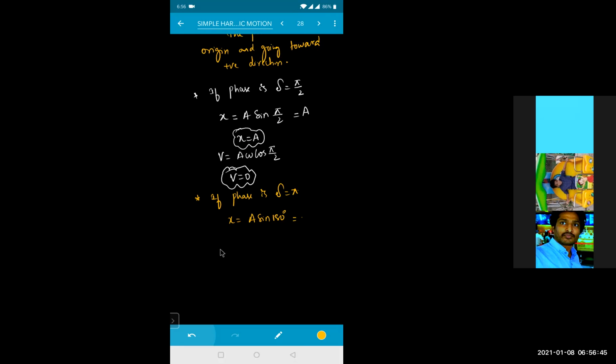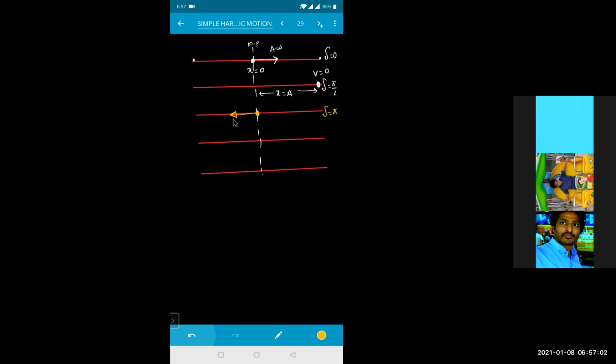The same way, if I am taking velocity, v is equal to A into omega, into cos of this one, 180. Cos 180 is minus 1. So it is minus A omega, and x will become 0. That means the particle is at the origin and the velocity will be negative. So it is minus of A into omega.